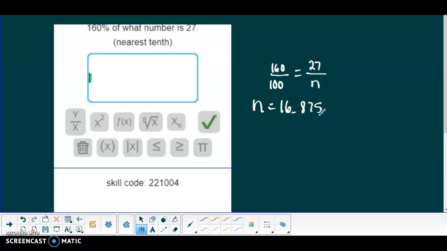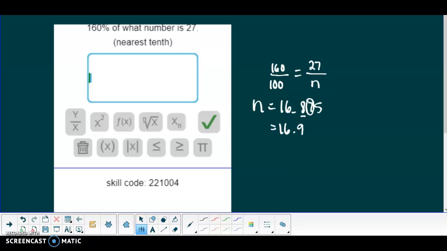16.875. That is 3 digits to the right, okay? They want the answer no further than the tenths place value. So I need to look at the 7, and if 7 is greater than 5, this 8 becomes a 9 and the rest of the digits get dropped. So the answer in this example is 16.9.